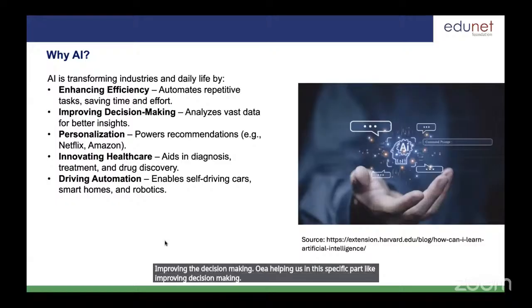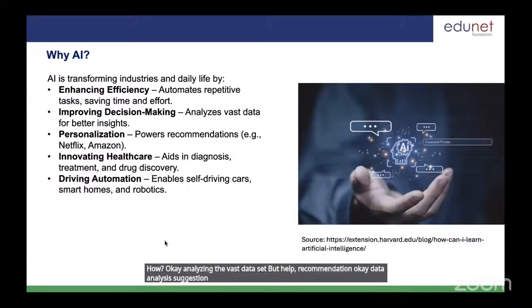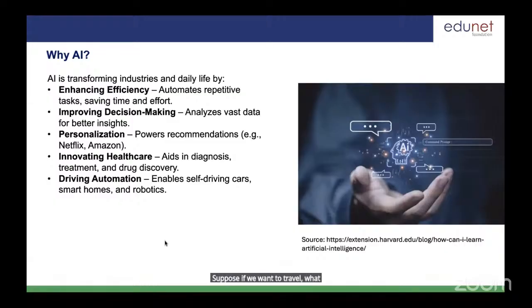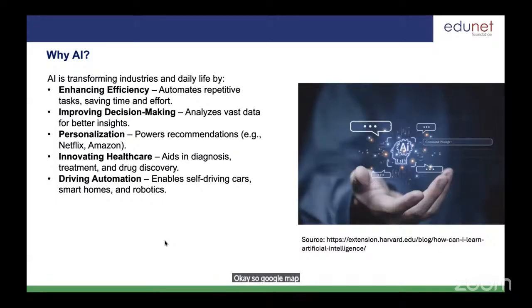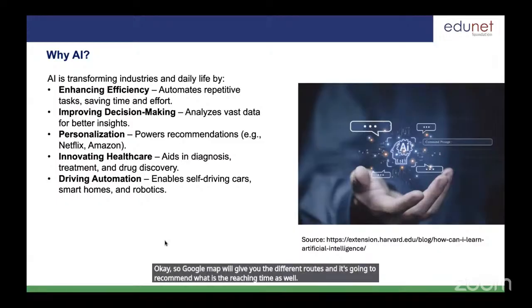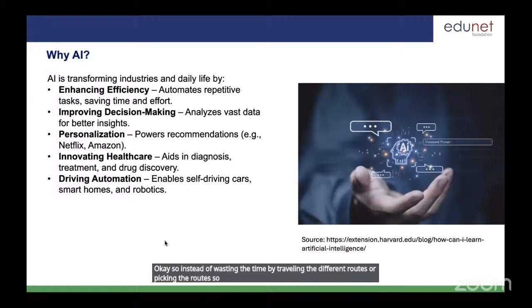How? Okay, analyzing vast data sets, but how? Recommendation, data analysis, suggestion, visualization. A lot of good answers are coming. Take one simple example: a person is in Bangalore and needs to travel from Bangalore to Mysore, and he is in the middle of the city. What he will do is put in the pickup point and the destination point. Google Maps will give you different routes and recommend the reaching time as well. So instead of wasting time traveling different routes or picking routes, Google Maps can give you a much more precise answer so that your time can be saved.